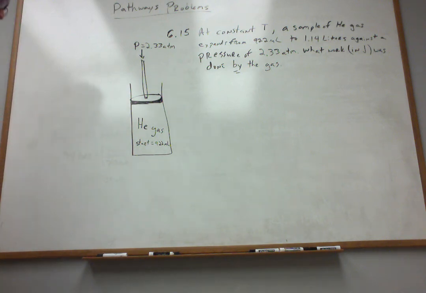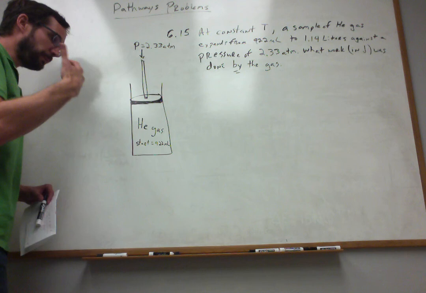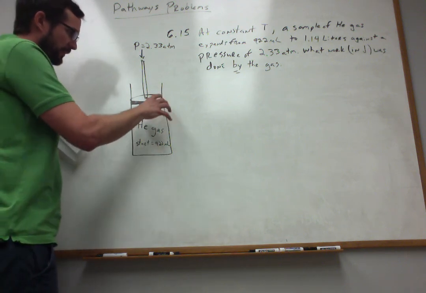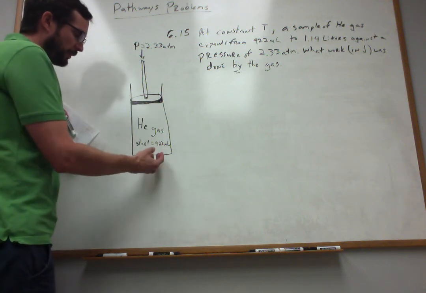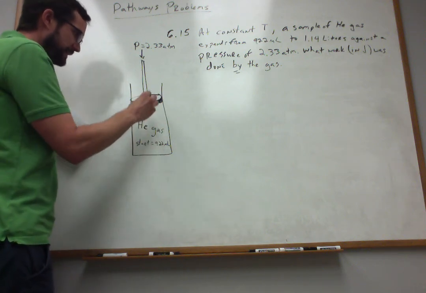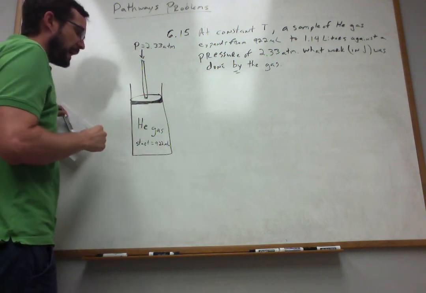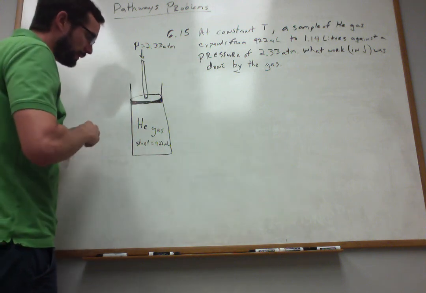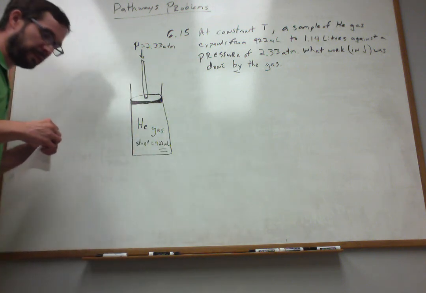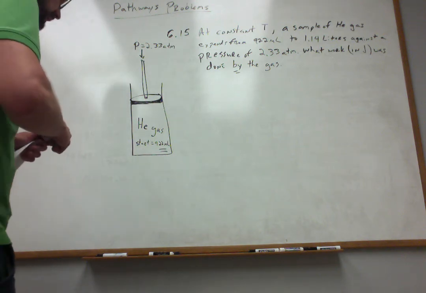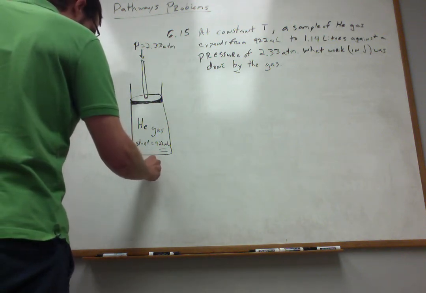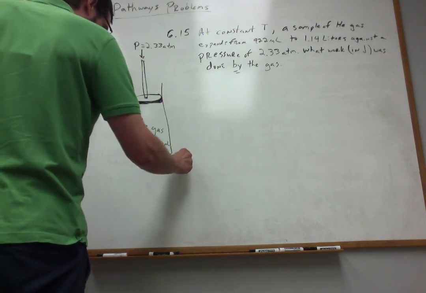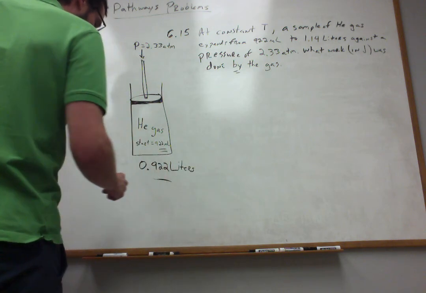Okay, so let's set this up with a visual depiction of what's going on. We've got to think about having a container of gas that's almost like a closed-off syringe. The helium gas is inside this container, and there's a little piston at the top. Now, the original volume of the helium gas is stated in the problem to be 922 milliliters. It's a little less than a liter. If I do the conversion right off the bat, I have to divide by 1,000. It's 0.922 liters. So hopefully that's pretty straightforward.